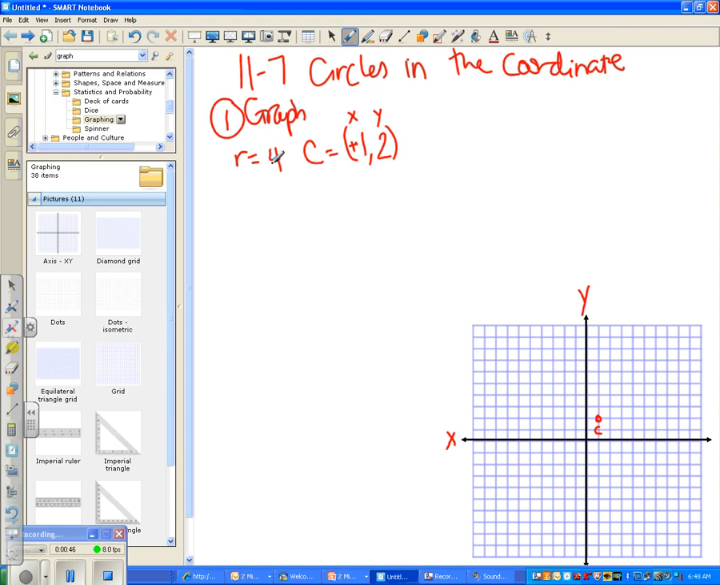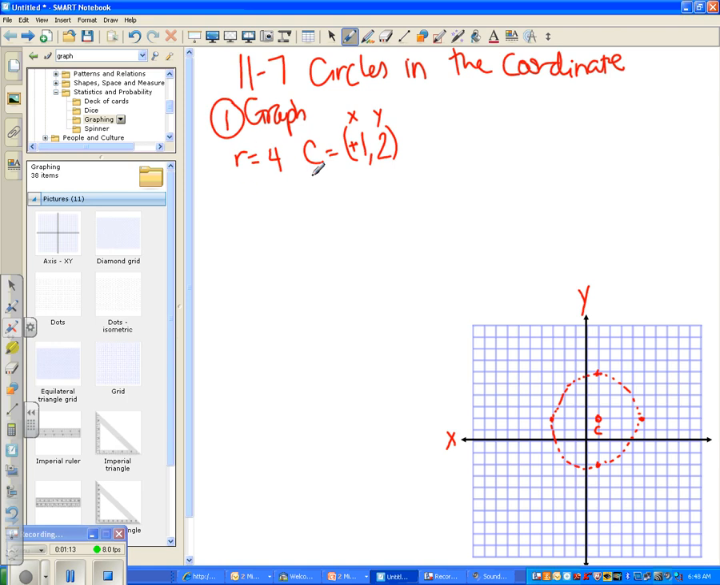And from there, you're going to just go up 4, down 4, and around 4. So from the center, I'm going to count up 4. 1, 2, 3, 4. I'm going to count to the right 4, 1, 2, 3, 4. I'm going to count down 4, 1, 2, 3, 4. And I'm going to count to the left 4, 1, 2, 3, 4. So here, if I connect these 4 dots in a circular pattern, here is my lovely circle.